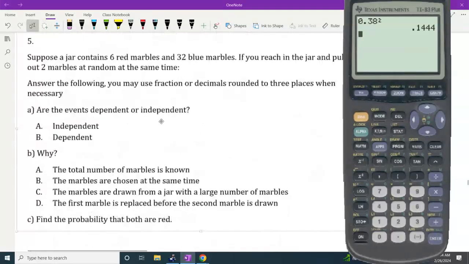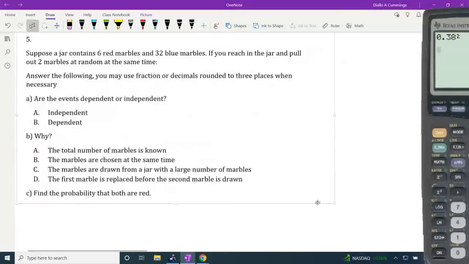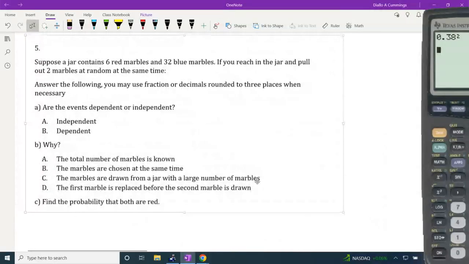All right. Okay, 5 should look somewhat familiar. This was, I believe, in the first part, module 1, part 1. So it says, suppose a jar contains 6 red marbles and 32 blue marbles. If you reach in the jar and pull out 2 marbles at random at the same time, answer the following questions. Are the events dependent or independent?